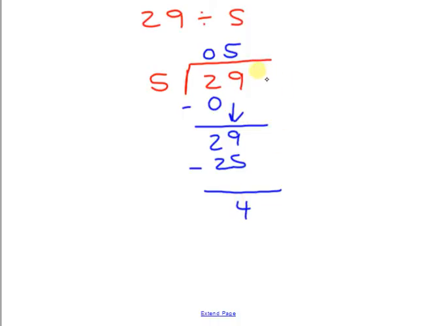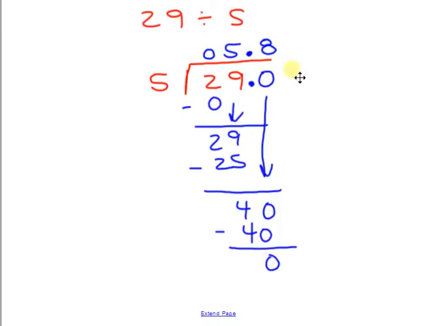Now, what happens is, I have nothing left to bring down, but I need to add a 0 here, but I don't have a decimal point. I need to add a decimal point and add a 0 and bring it to the roof. So that's a big, big, big step. Add the decimal point, bring it to the roof, add a 0, and bring it down. Okay? So 5 goes into 40 8 times. 8 times 5 is 40. Subtract. 40 minus 40 is 0.